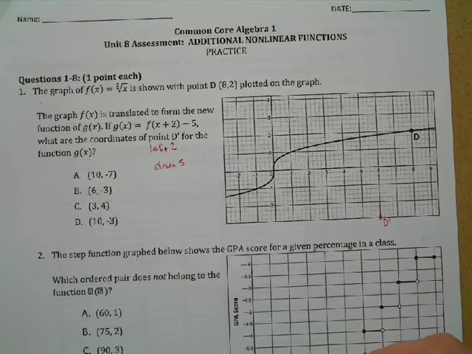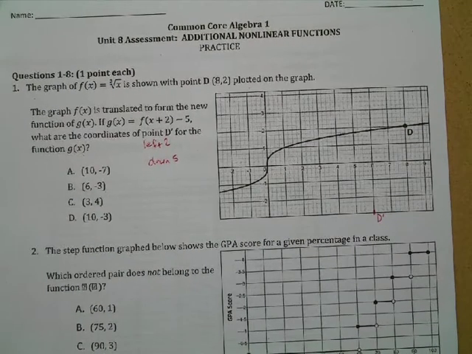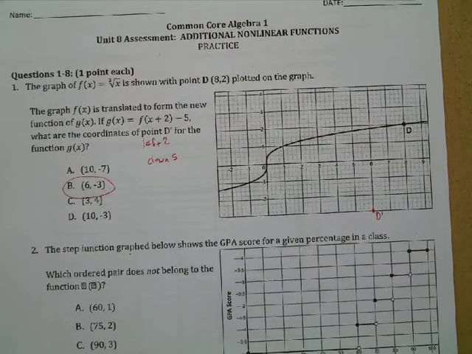What coordinates are D prime? What coordinate is D prime? (6, -3), letter B. Okay? You got one right. All right.